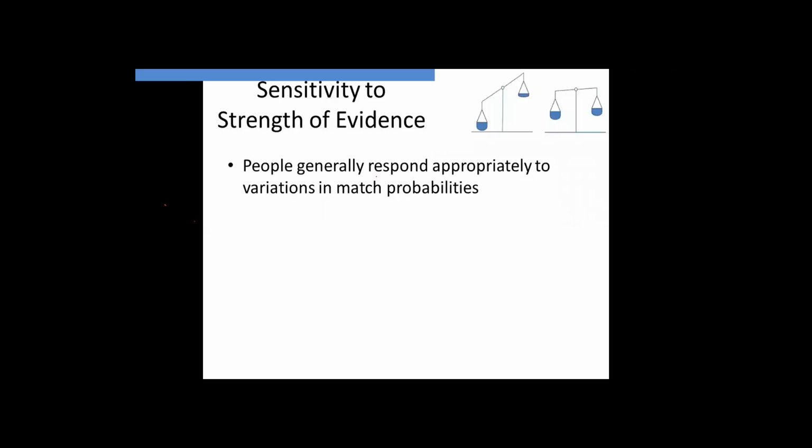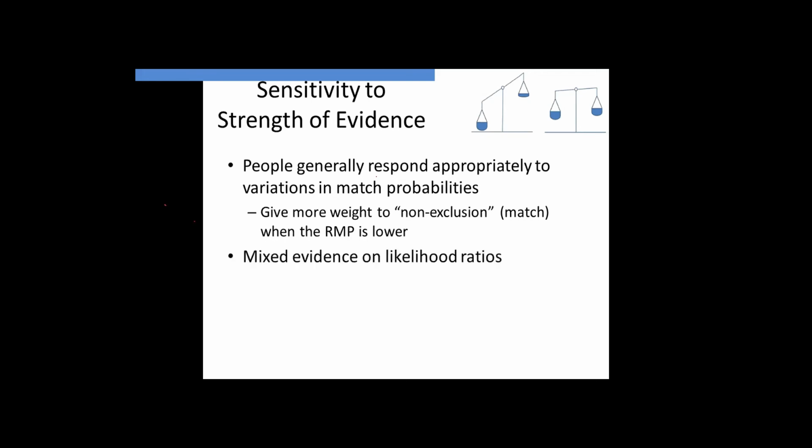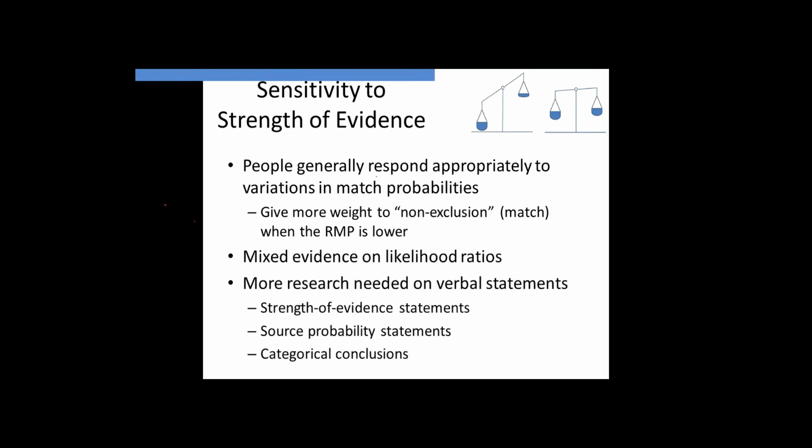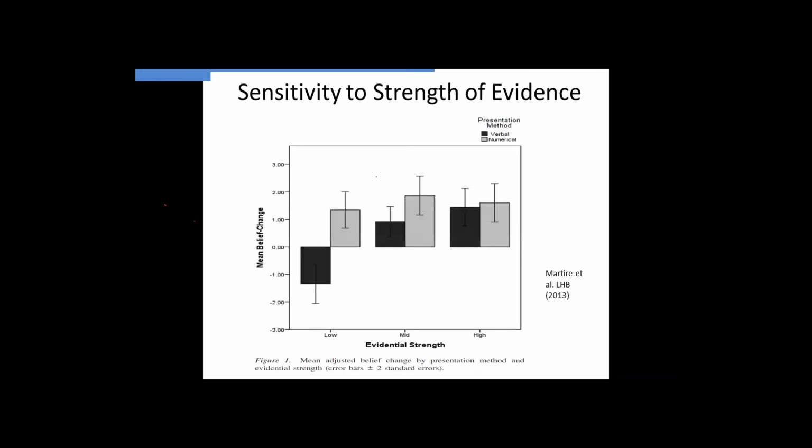Okay. Sensitivity to strength of evidence. The research shows generally people respond appropriately to match probabilities. Likelihood ratio is kind of mixed on that. I think there's more research needed on whether people are sensitive to the value of likelihood ratios. They seem to be under some circumstances, not under others. We need more research on that. Verbal statements also, we often see inconsistent responses.